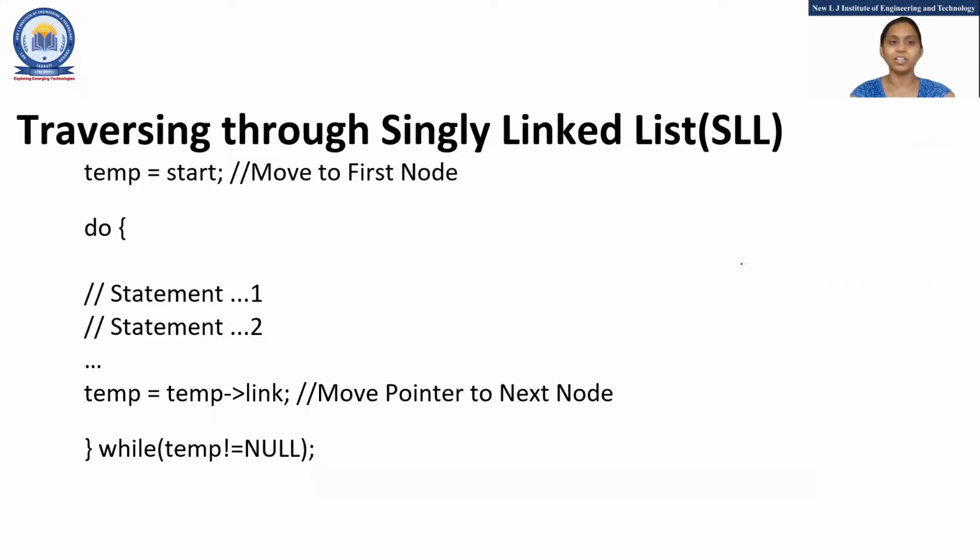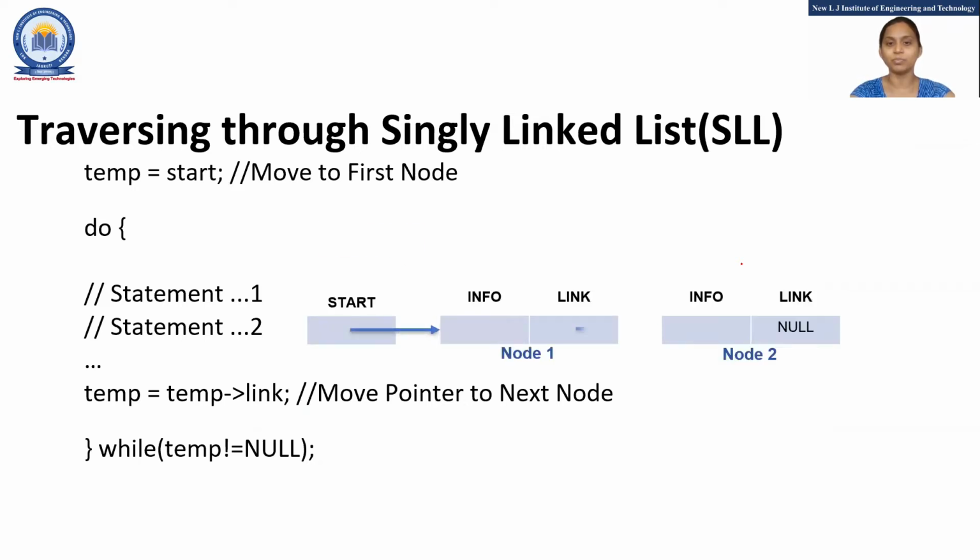When I say traversal, I have to visit each and every node. For that, I require some temporary pointer which can lead me to each and every node. First, I have to get the first node's location, and that would be at the start pointer. So the start pointer will give me the address of my first node. For demonstration purposes, this is the diagram where temp is one pointer which is pointing to node 1 right now.